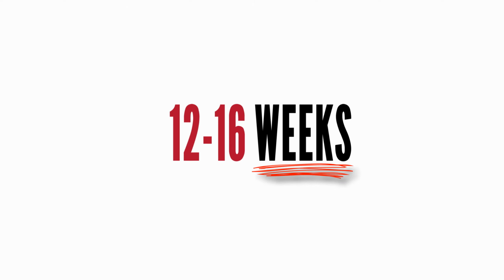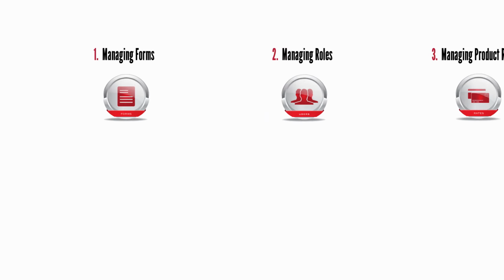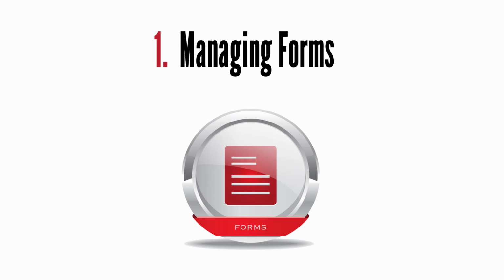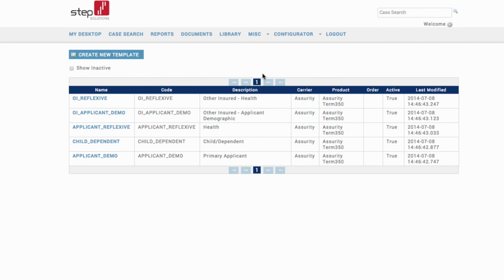And when a product is set up, STEP makes it easy to manage. Let's take 3 examples. First, say a carrier wants to change the language in a form. An admin simply opens the product's forms template and edits the code.